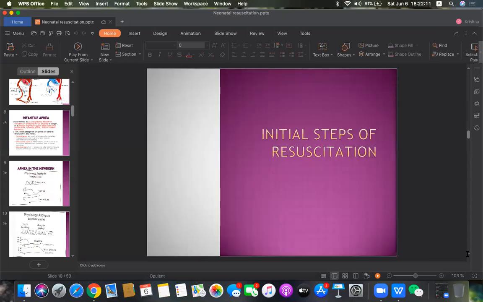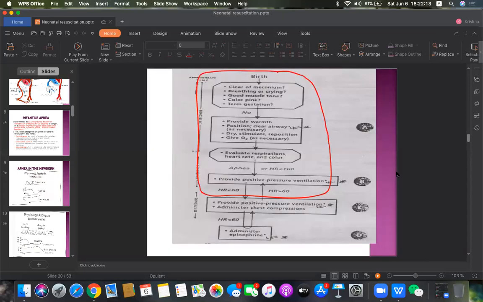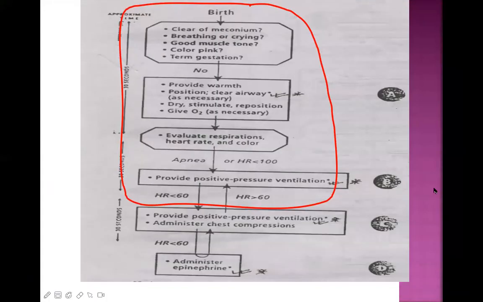Now, what are the initial steps of resuscitation? Just like I do this in the class, please, every student, I'm sure you can see it quite well. Just have a look here for a minute or so. See that, please.